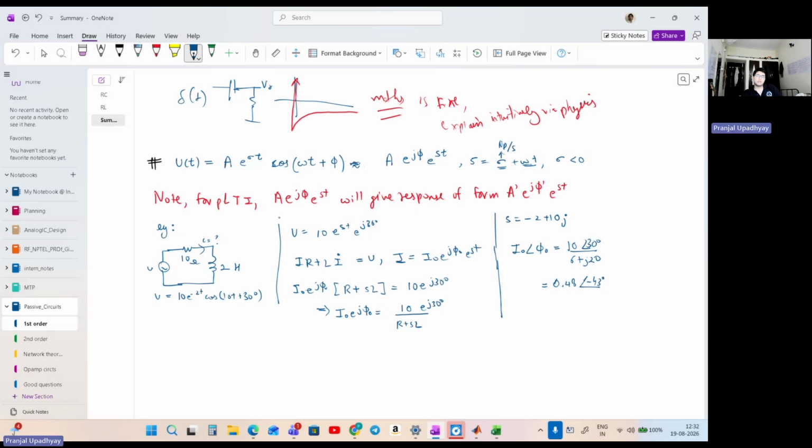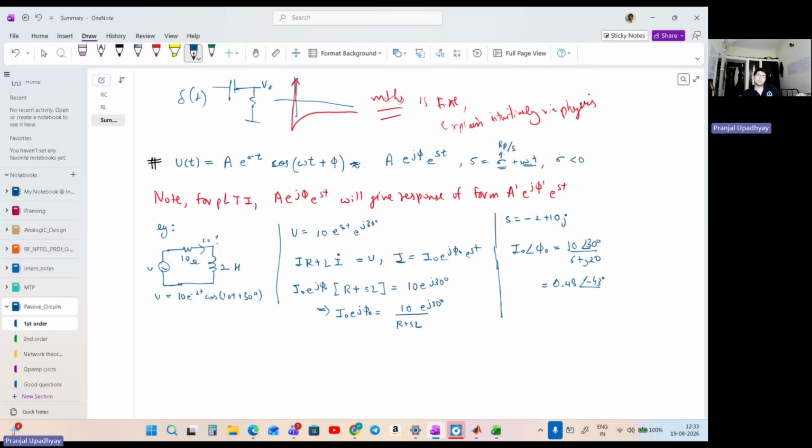So again, this is the same thing which you already know, that for a linear time invariant system, if I feed this kind of input to a circuit, then only the amplitude and phase will change, but the s will fundamentally remain unchanged. That was the idea that I wanted to convey. And here I have just done some simple phasor analysis for the same.